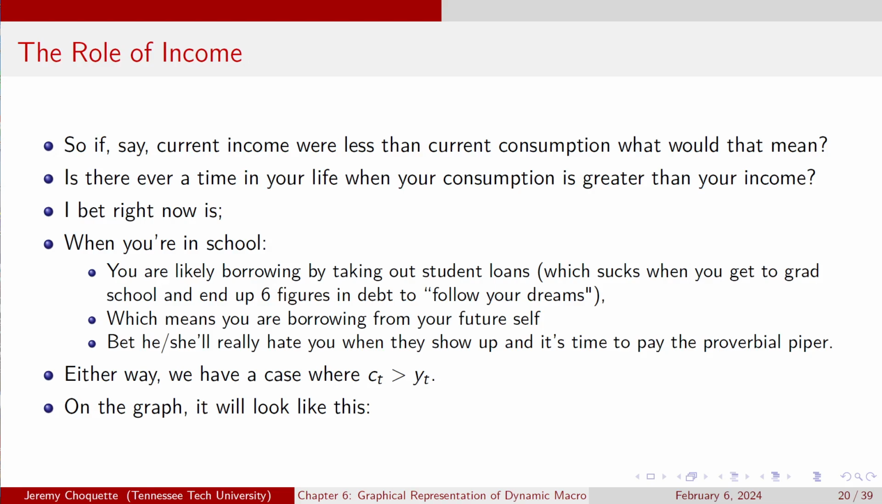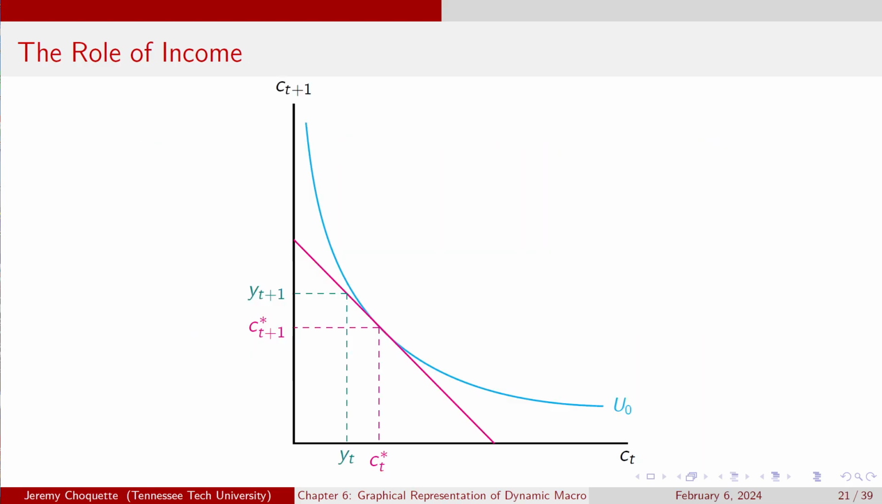Either way, we have a case where CT is greater than YT. And on the graph, that looks like what we see in this tealish green right here, right? Because if you look on the CT axis, CT star is greater than YT. Now, the only way to make that happen is if CT+1 is less than YT+1, because you consume more than you're earning today, but then you have to pay it back tomorrow.